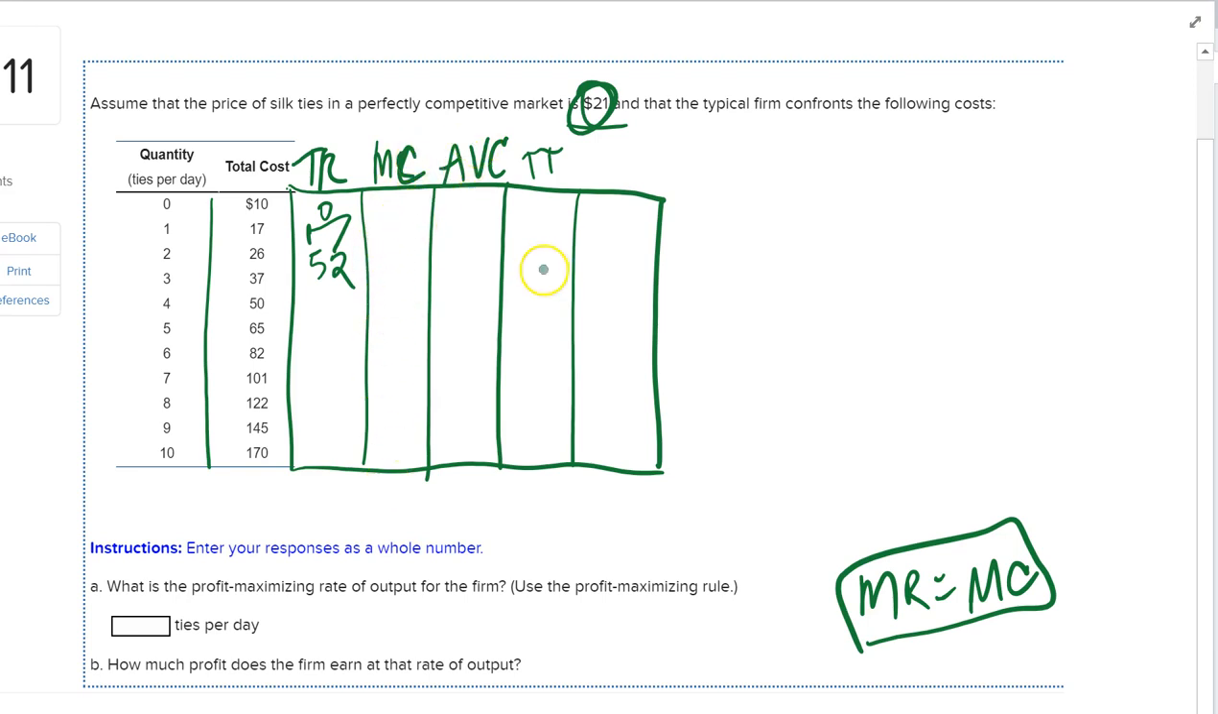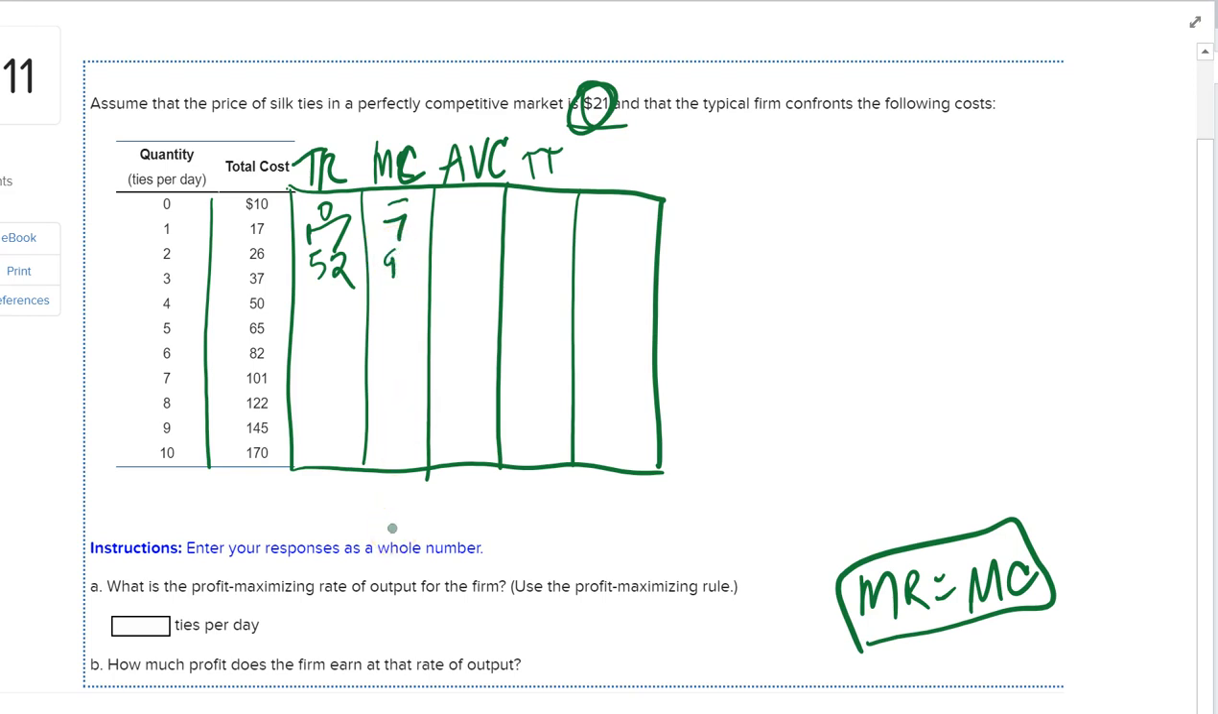Marginal cost is the change in total cost divided by the change in output, which is always 1. So it's going to be the change in total cost. So there's no marginal cost for that first unit, or 0 units rather. But for the first unit, it goes from 10 to 17, so 7. 17 to 26, 9, and so on and so forth.